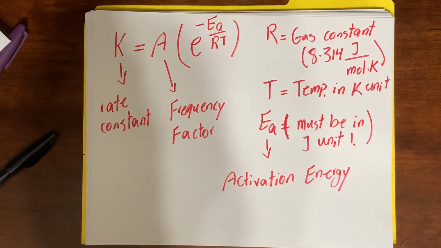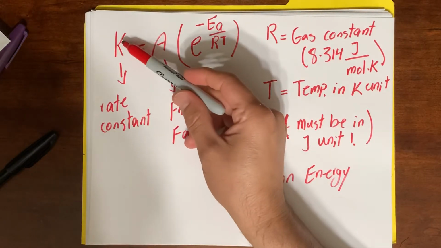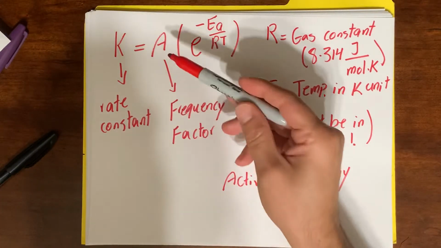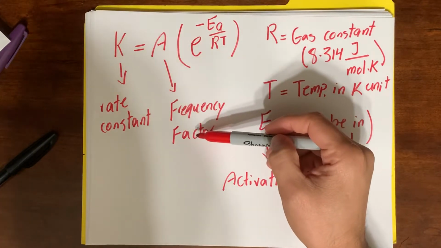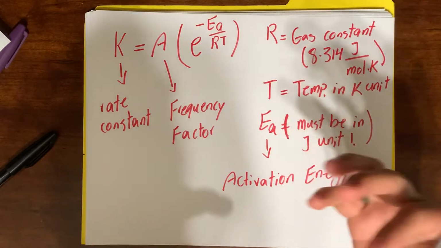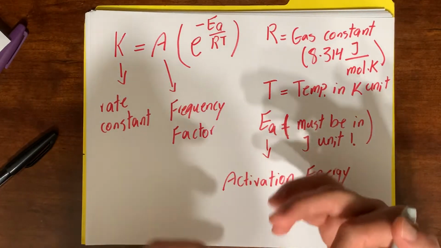Handling this one is a bit hard because it's exponential, and I'm going to try to make it a linear equation, so then it will be easier to track. But let's go through all the factors that we have. K is the rate constant. It's going to tell you how fast the reaction is moving. A is the frequency factor. What does it mean? You can call it the number of good collisions. How many good collisions we have?